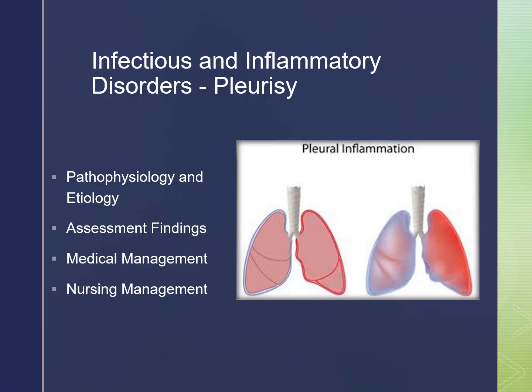So again, pleurisy is a symptom of issues such as pneumonia. It's not specifically a part of your core curriculum, but because it is involved with pneumonia, we're going to talk about it briefly. This is inflammation of the parietal and visceral pleura. So basically, the lining of the lung and the thoracic cavity.